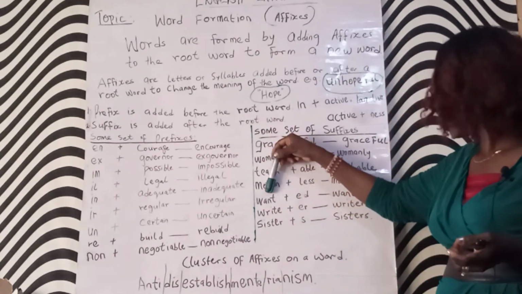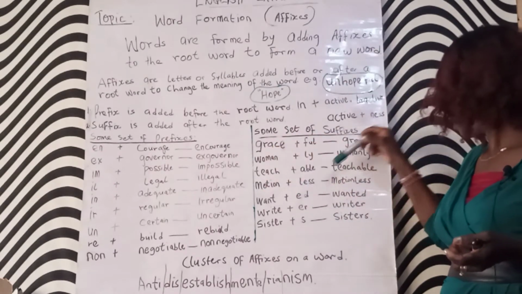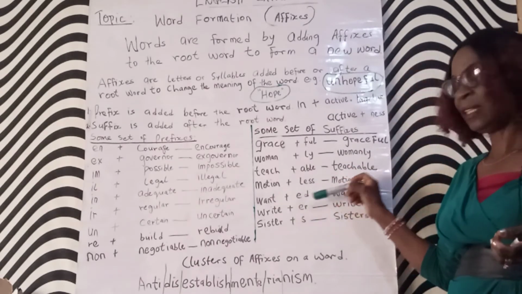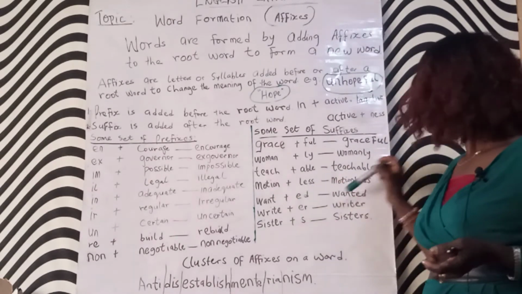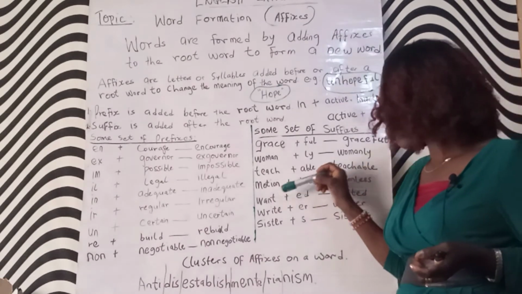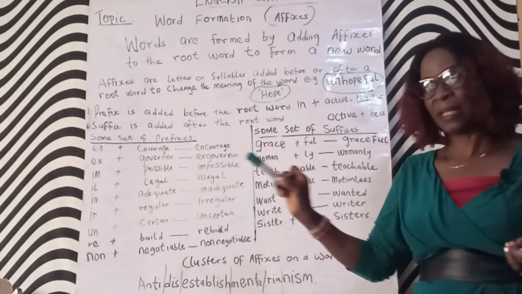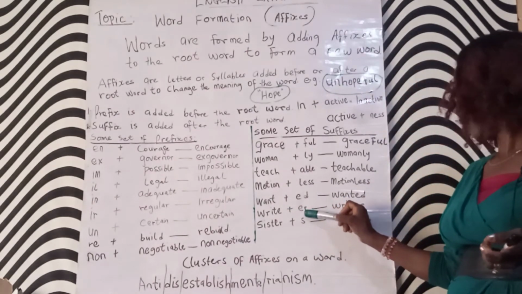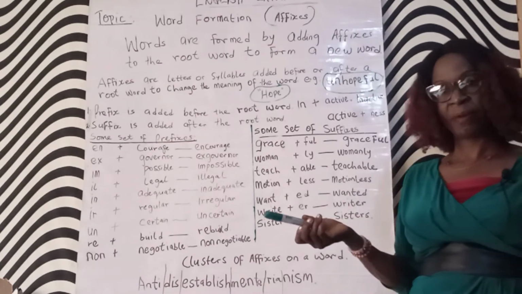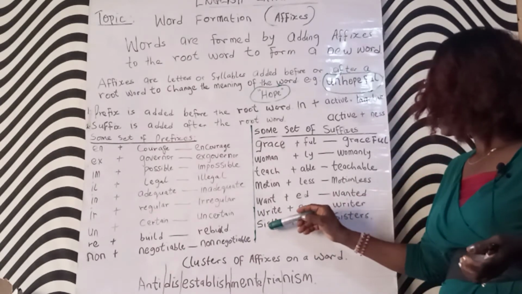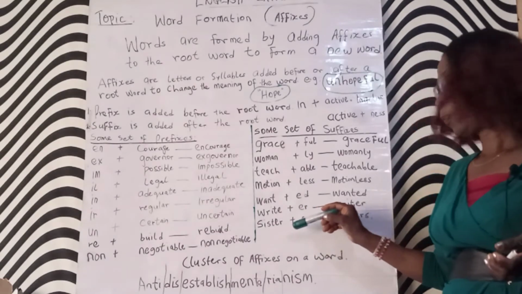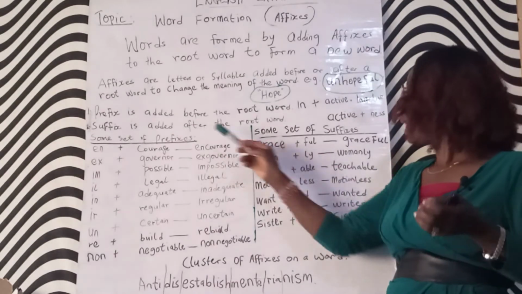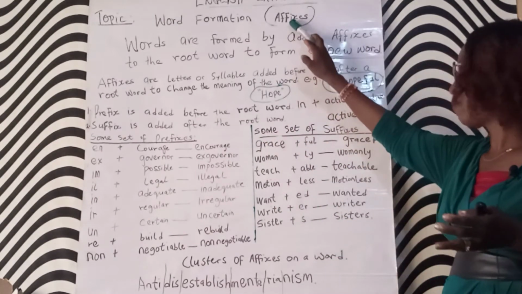Then we have want. When you add ed, it becomes wanted. That's the past tense. Here is present. You add ed, it becomes past tense, wanted. Then here is write. Write is a verb. And when you add the suffix er here, it becomes writer, a noun. And then this is sister. When you add the suffix s, you have sisters. So that's how new words are formed, by adding affixes.